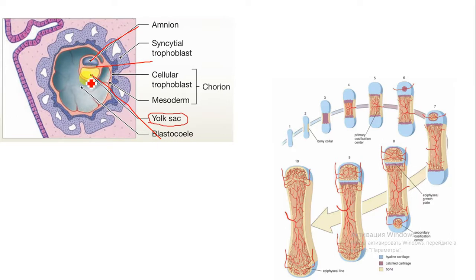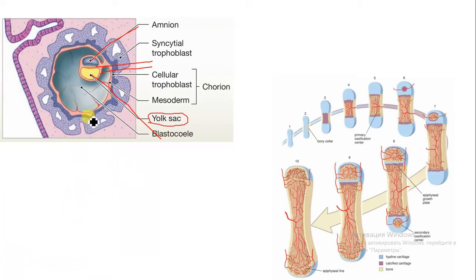The yolk sac is made up of endoderm, I remind you, and near the endoderm we have the extraembryonic mesoderm, the visceral extraembryonic mesoderm. Inside this extraembryonic mesoderm is formed the structure which is known as blood islets. Blood islets. So let me draw it.